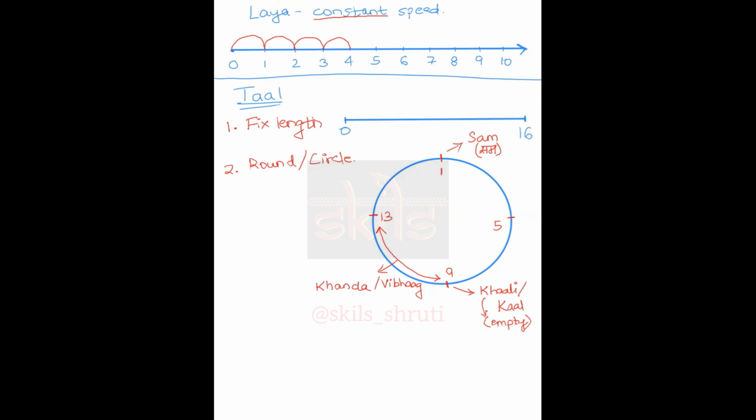So when we were talking about lay, we just wanted the distance between 2 beats to remain the same, and that's it. There was no fixed length, there was no coming back, we were just going ahead. So now that is why Laya becomes a linear concept. Linear means a straight line, something which goes on in a straight line. However, Taal becomes a circular concept where we are going round and round and coming back to our starting point.